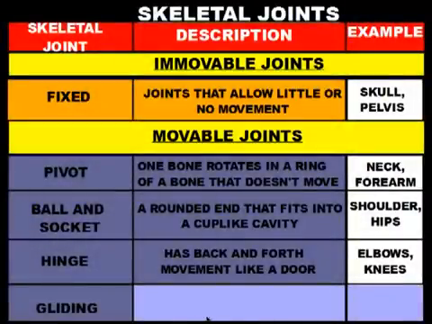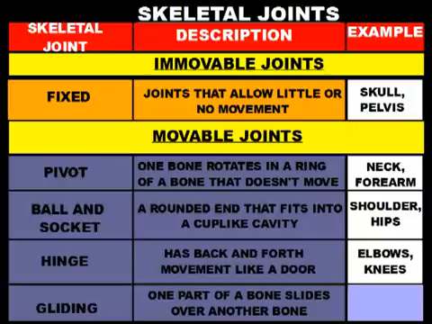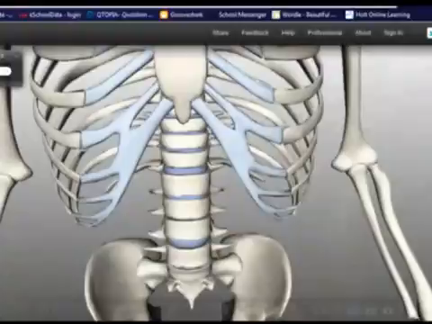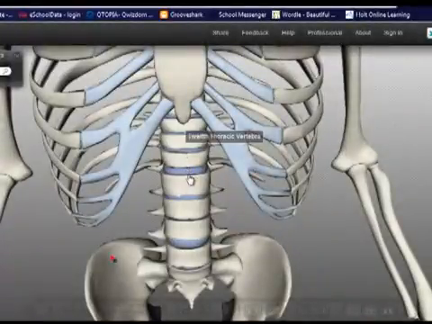Our last joint that we have is called a gliding joint. A gliding joint occurs when one part of a bone slides over another part of the bone. You can find gliding joints in your spine, your ankles, and your wrist. So if we go back to Steve one last time, so here's the spine, and each bone here is called a vertebrae.